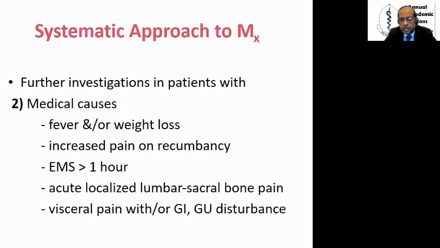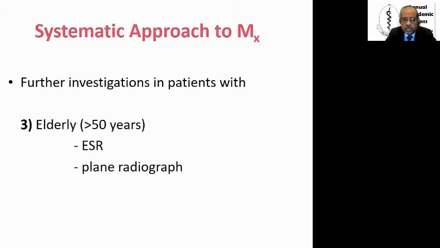If there are features of a medical cause, like fever, weight loss, increased pain on lying down, early morning stiffness for more than 1 hour, acute localized lumbosacral bone pain, visceral pain with GI or GU disturbances, or pain that is worse in the morning and worse with rest, those are the things that make you think about medical causes. In the elderly, around 50 years, you may need to do basic investigations, routinely an ESR and a plain radiograph, because malignancy can present as back pain in these patients. Below 50 years, if the history and examination suggest it's mechanical, you don't need any of these investigations. You can move straight on to your management.